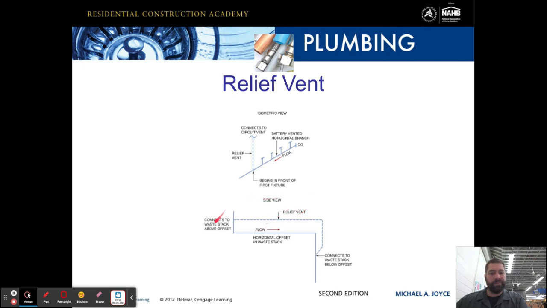And then the side view of it, so we can see where the relief vent is here. It connects to the waste stack below an offset, and that would be the horizontal offset to the waste stack, and it connects to the waste stack above the offset. So you can see the offset would be somewhere in here, and that's where it is.